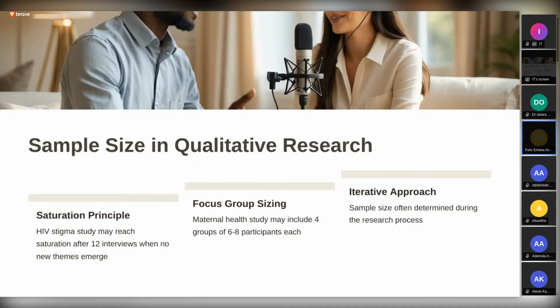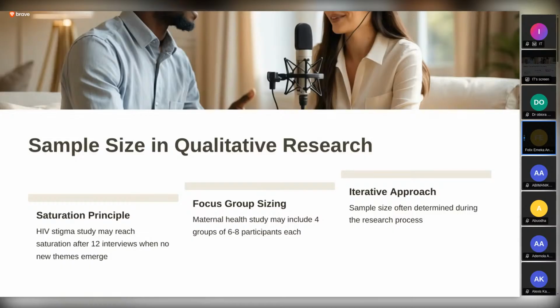There's a point sometimes when you get to 10, 11, 12, you now find out that most of them are repeating the same answer for the questions you've asked. So you know that you've gotten to what they call saturation level, data saturation, meaning the level where there's no new information again. Then you stop your in-depth interview. You don't interview anymore. So that's how you know your sample size for qualitative. The one is the saturation principle.